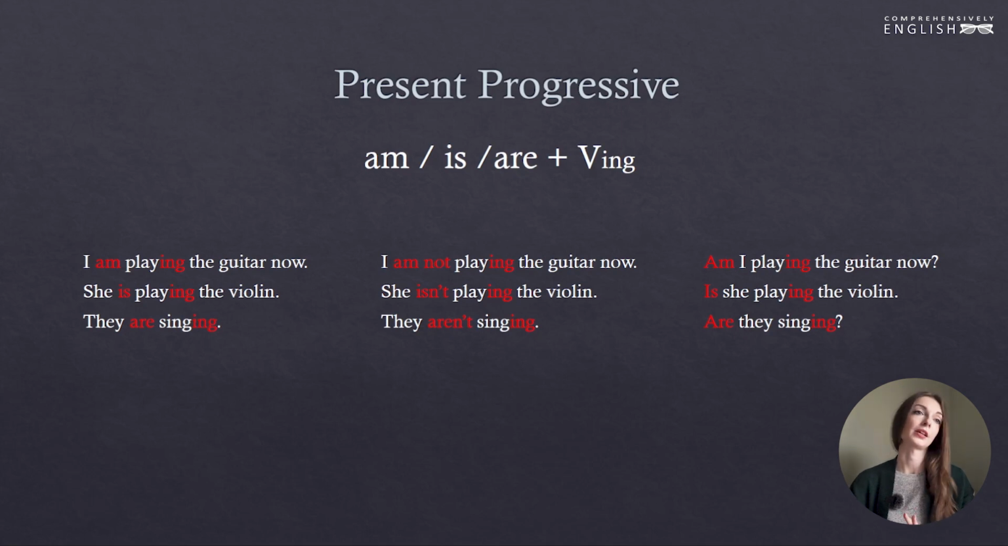They aren't singing. Am I playing the guitar now? Is she playing the violin? Question mark is missing, I apologize. Are they singing? The verb to be functions here as an auxiliary, so it helps you to create your negative statements and questions, just the way do and does do in the present simple tense.